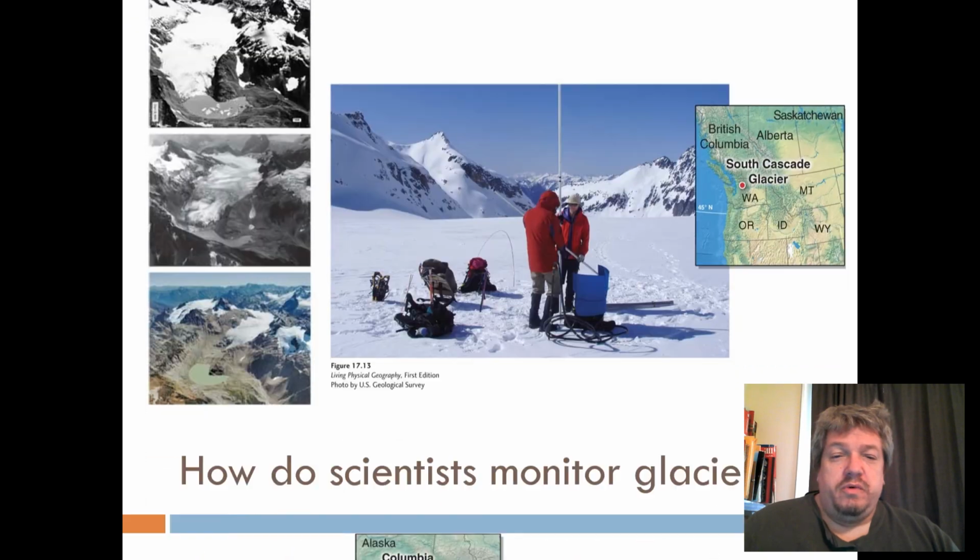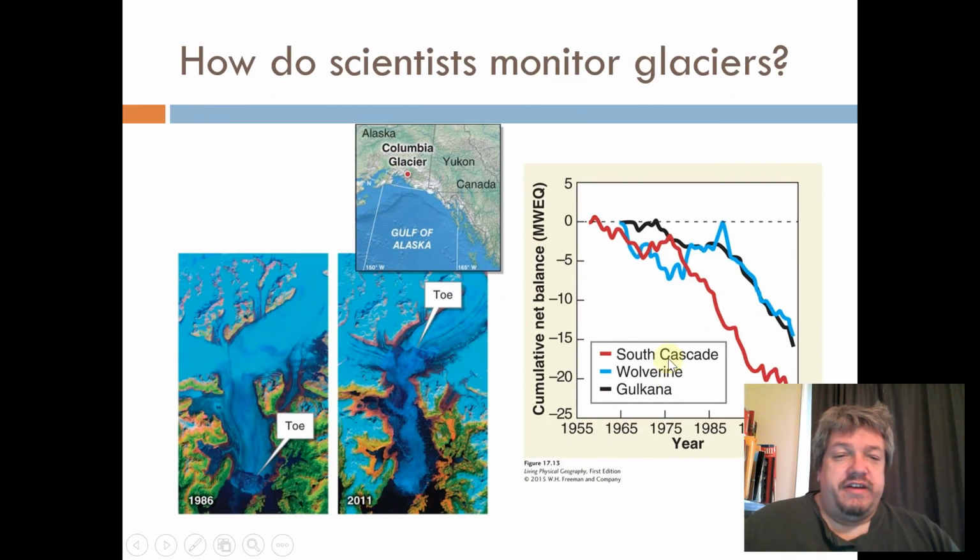And all in all, when we do that, in this area here in Alaska, here's a glacier in 1986, the Columbia Glacier. This is where it ended, and this is where it ends today. So it's moved about 10 miles up its valley. And we're looking at 3 other glaciers in the area. We look at their mass balance, their overall size, and you can see all 3 have shrunk. And again, this is something that we see around the world.